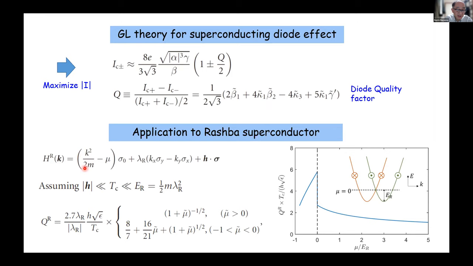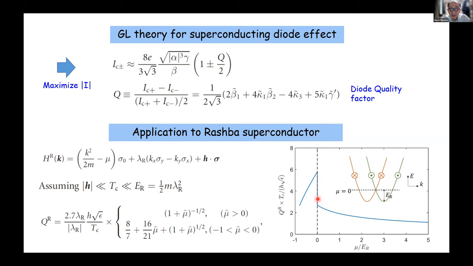So starting from this Rashba Hamiltonian and assuming s-wave superconductivity, of course, the Rashba superconductor shows a mixture of a singlet and a triplet, but we assume the most fundamental and simplest order parameter pairing amplitude. And then assuming a small magnetic field and small T_c compared with this Rashba splitting, we can derive the expression for this quality factor for the Rashba Hamiltonian. And here is a curve, right?